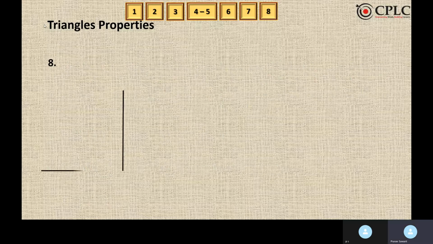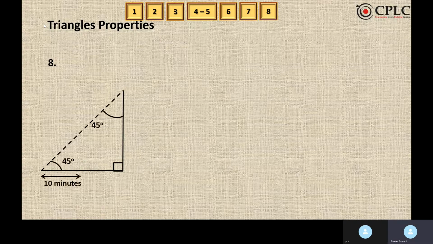This is the tower and this is the base. Obviously, it's perpendicular to the ground, hence it has to form 90 degrees. The angle of elevation is 45, hence the other remaining angle has to be 45. After 10 minutes, the angle of elevation changes to 60. So these are the two triangles that are formed.